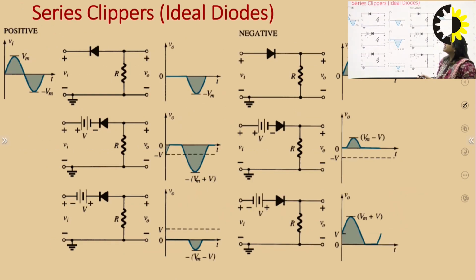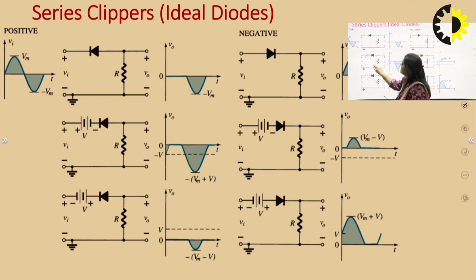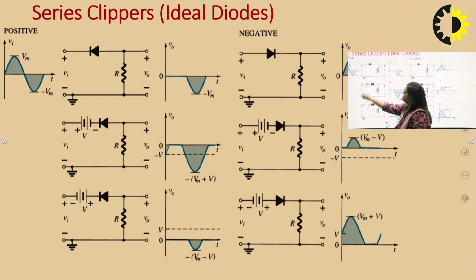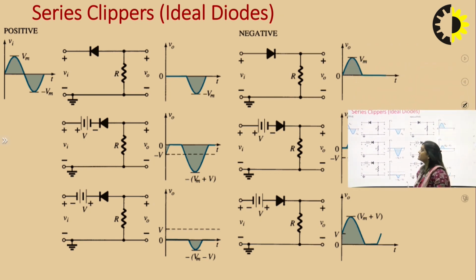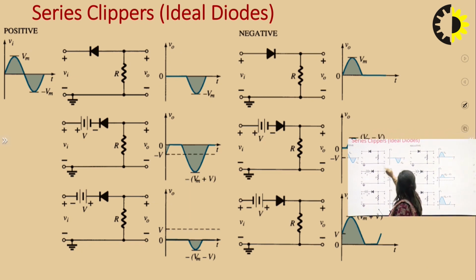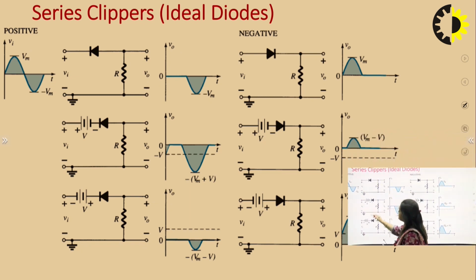These are the different series clippers, and series clippers with ideal diodes. Here these are the ideal diodes, and this is the series clipper. In this lecture we will take all the circuits one by one. This is the first circuit, second circuit. So these are the positive clippers.